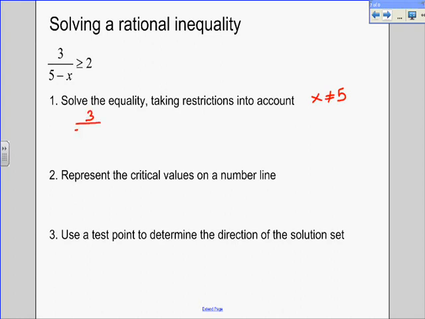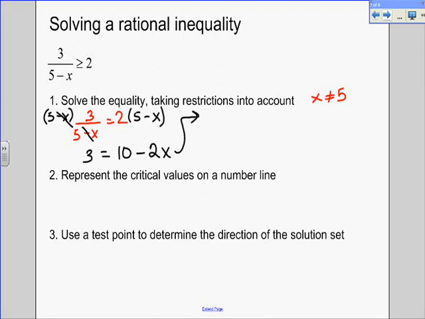So 3 over 5 minus x is equal to 2. Multiply both sides here by 5 minus x. And that leaves me with this here. Okay, I'm going to do a little bit of solving. I didn't space this out very well. So I end up with negative 2x is equal to negative 7. So x is equal to 3.5.